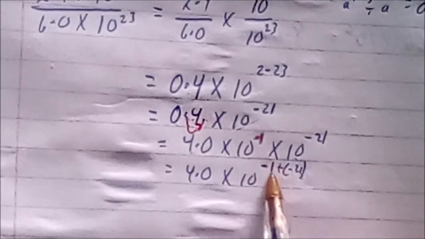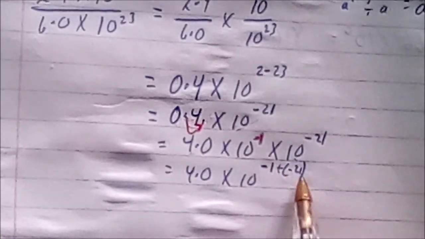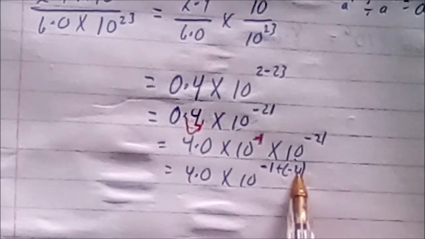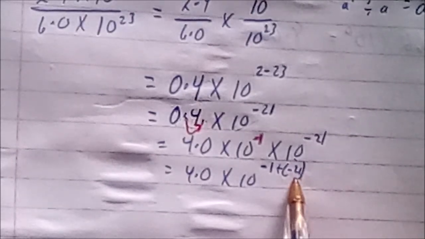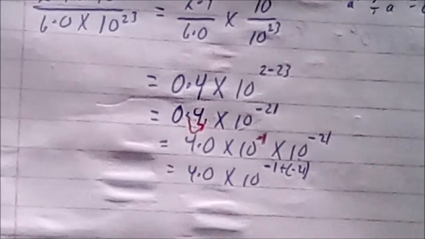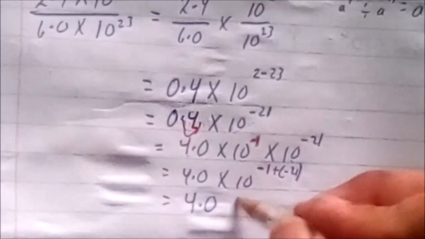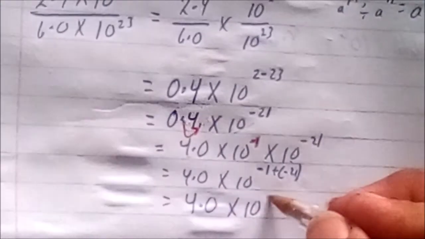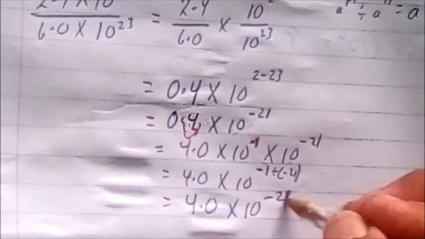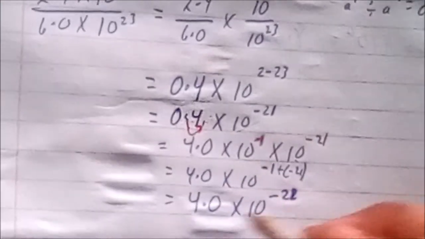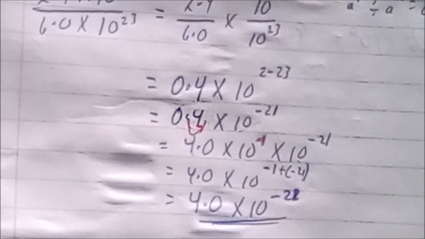If I owe you a dollar and I add on more to my borrowing, which is $21, how much will I owe you? If you said $22, then you're perfectly correct. But since I owe, that cannot be positive, it must be negative. So negative 22. And now that is in scientific notation.